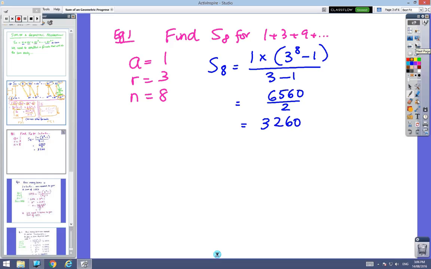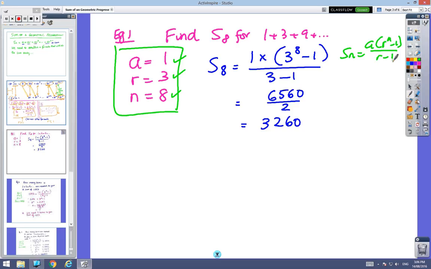Okay, so we've got to find the sum of 8 terms for 1 plus 3 plus 9. And again, I'd like you to get into the habit of just writing a little legend on the side. So a is 1, the common ratio is 3, and we've got 8 terms. So again, Sn equals a(r^n minus 1) over r minus 1. That equals 3,280, and then just chuck it on the calculator. Okay, copy and come across when you're ready.